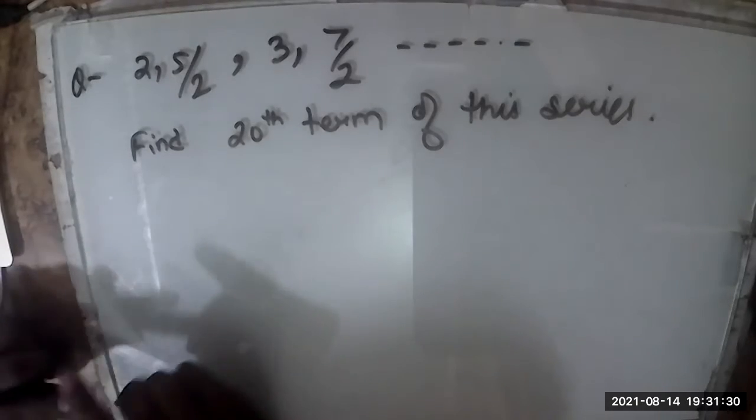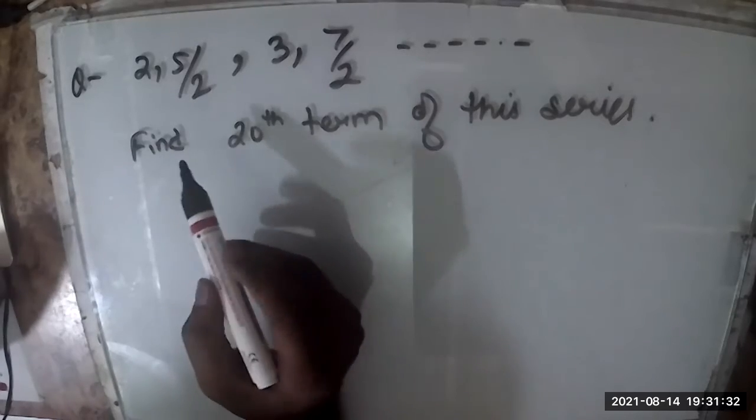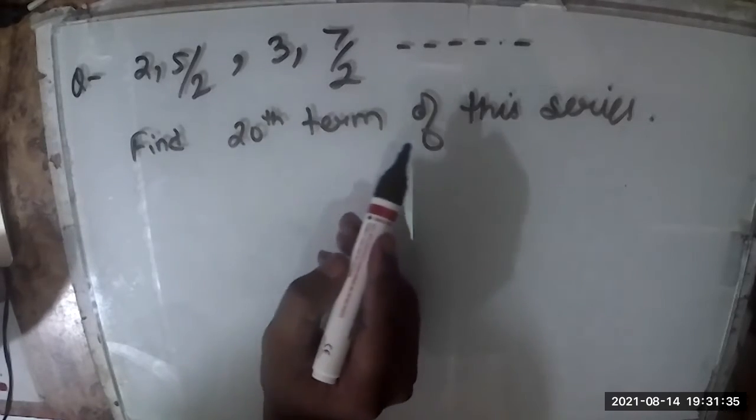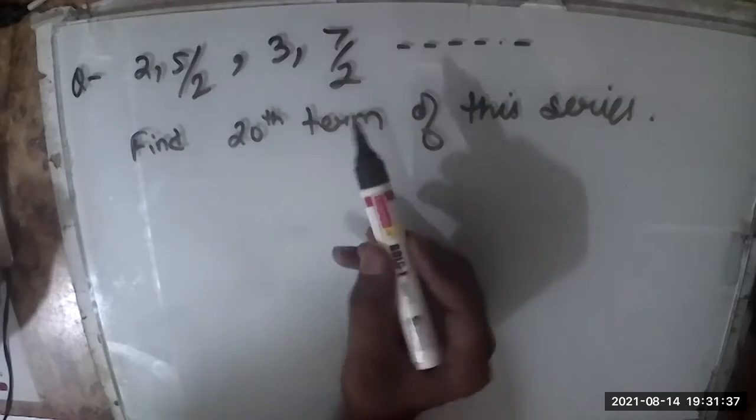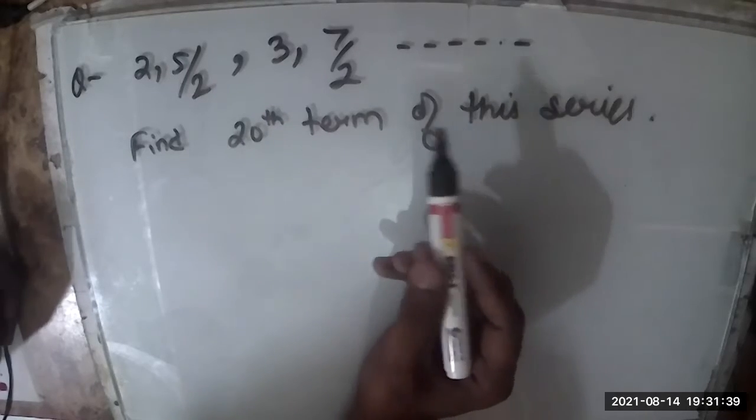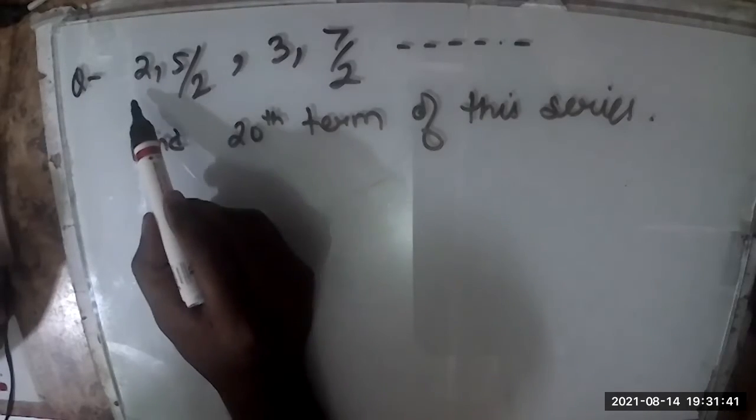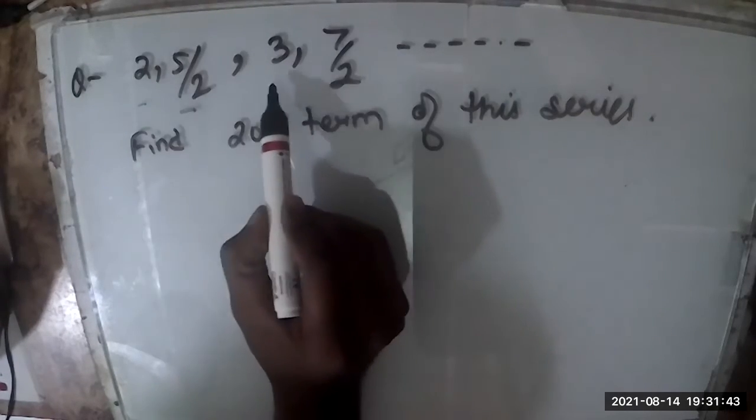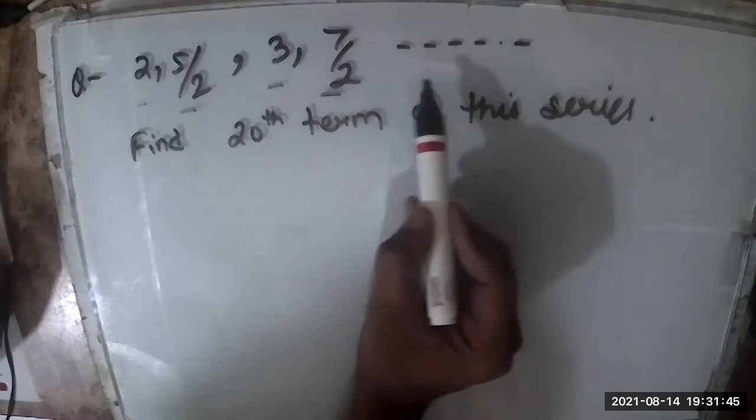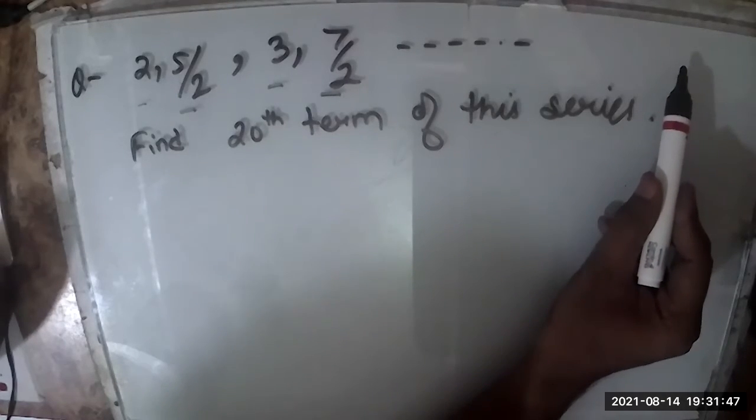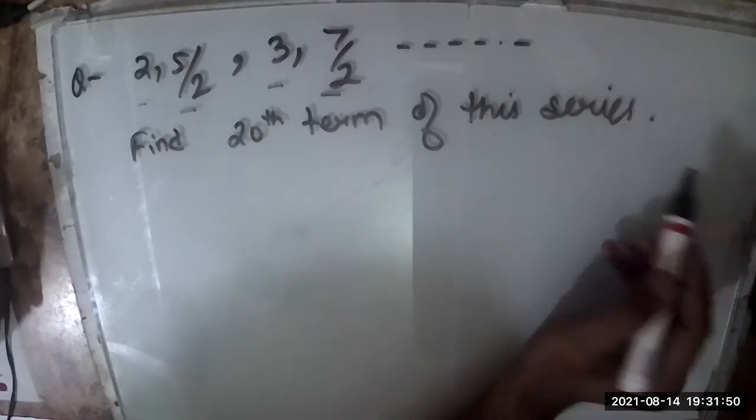So this is the question. The question asks, find the 20th term of the series. We have to find the 20th term of this series. The 20th means this is the first term, this is the second term, this is the third term, this is the fourth term, and so on. There will be a 20th term. So we'll find it using the formula.